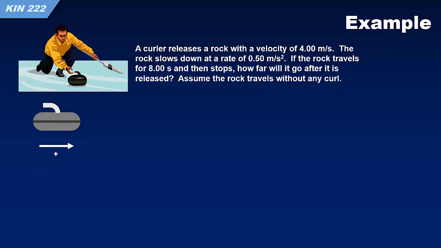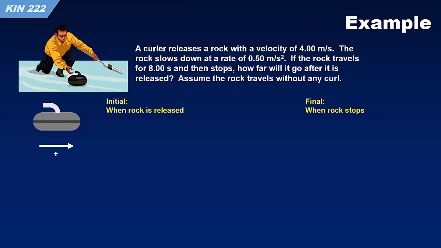This one's pretty straightforward. We can say that the initial time is the instant that the rock was released. That's the start of the problem, the initial condition. And the final condition, or the end of the problem, is when the rock stops, because the question's asking how far the rock is going to go after it's released. So from when it's released to when it stops. That's our initial and final condition.